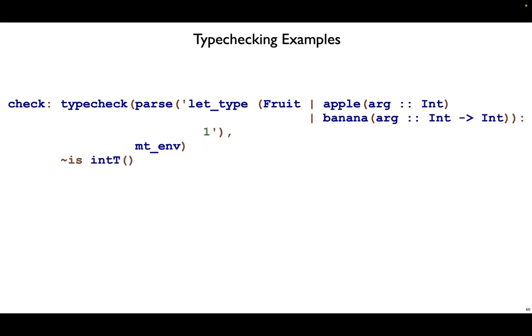If the body is 1, we want int t. If the body is the variant, apple 1, we need the type of this variant. That is fruit, so we use define t. Also, if the body is a banana variant, we want the same type. Banana is also a fruit.